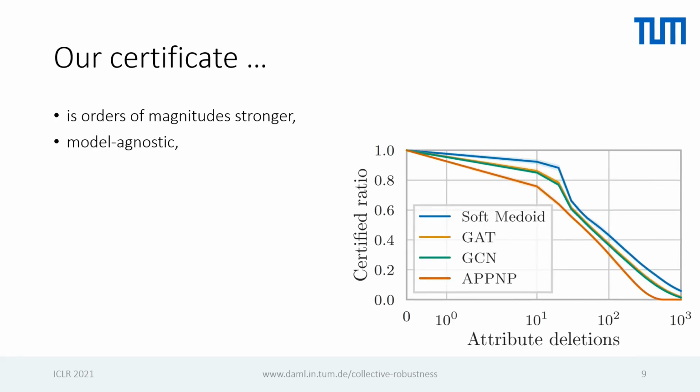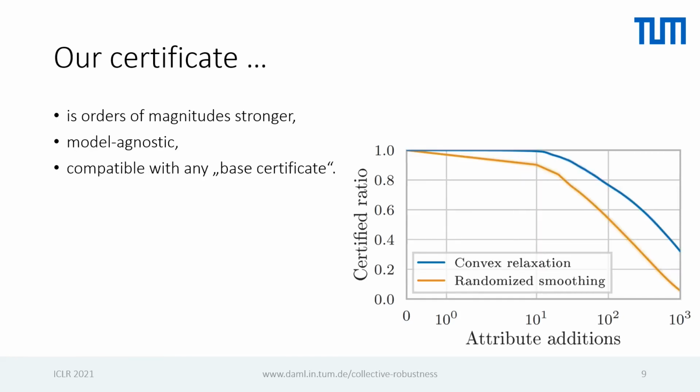Secondly, our method is model agnostic. It is compatible with any graph neural network as long as we know its locality and can certify single predictions. Finally, we're compatible with any single prediction certificate, such as interval bound propagation, convex relaxations, or randomized smoothing.